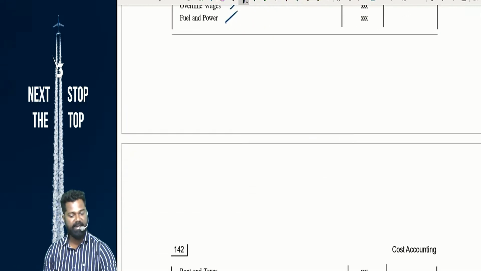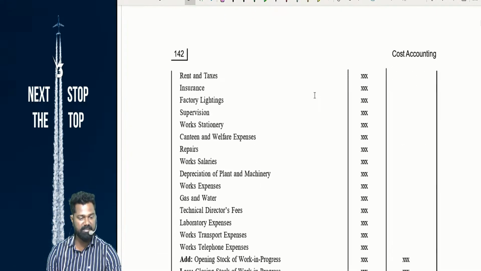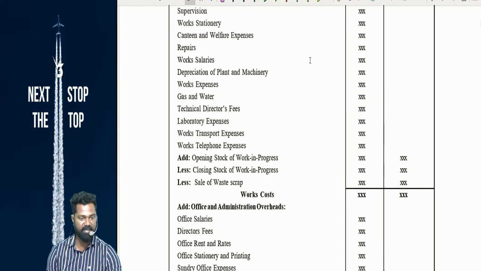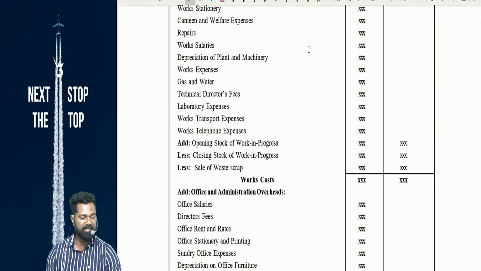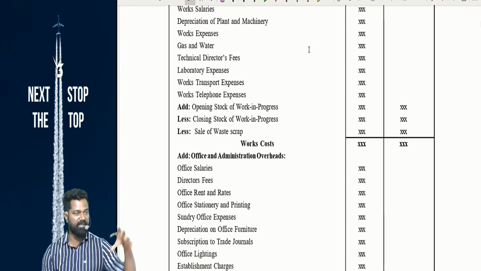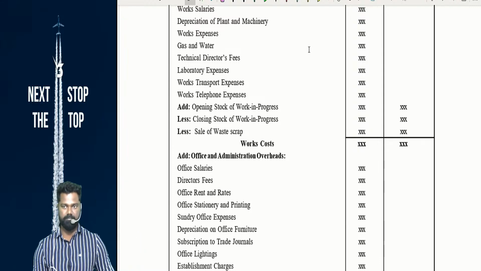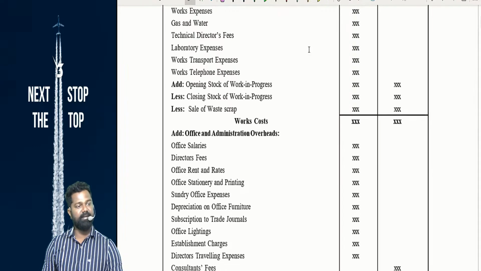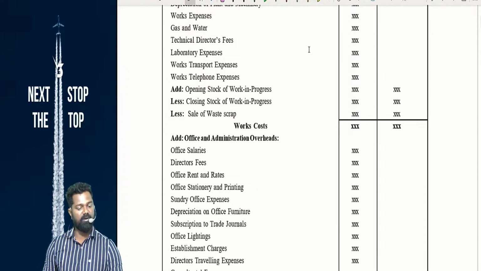Okay. All these items: rent, taxes, insurance, factory lighting, supervision, work stationery, canteen in factory, repairs in factories, works expenses like factory expenses, gas and water, technical directors, which technical director means who is relating to production. Clear? All these come under what? Factory. Bola na bachcho, are you following?